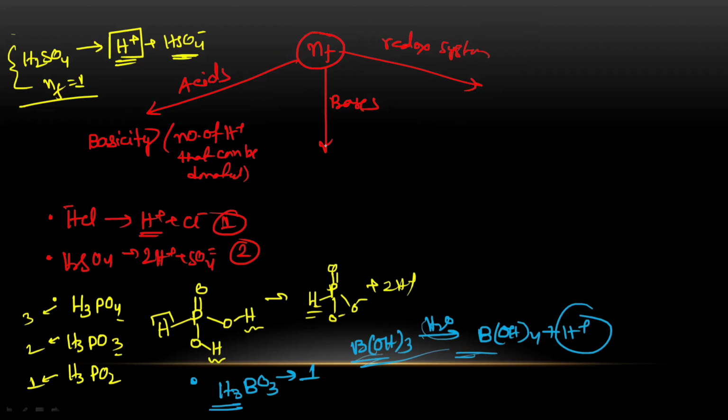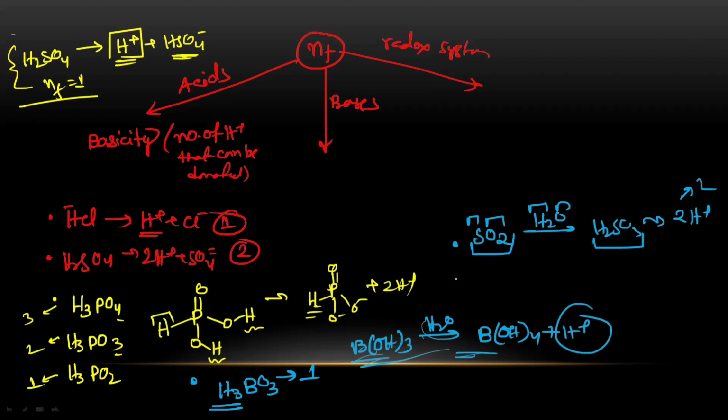Now there is another kind of acid. Suppose for SO2 we have to calculate N factor. Now we know SO2, if it is added with water, then what will happen? H2SO3 will form. H2SO3 means it will give 2H plus. So N factor is 2. So for SO2 N factor is 2, for H2SO3 N factor is 2.